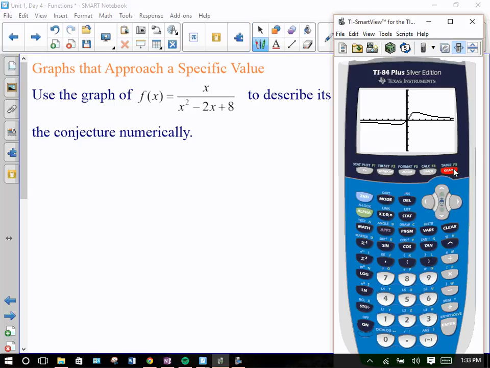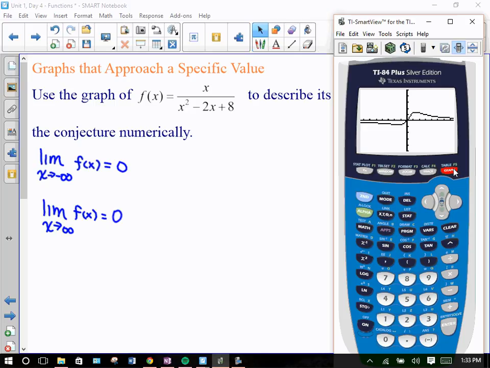So it looks as though the limit as x approaches negative infinity of f of x, so the y value, is getting close to 0. That's our estimate. What about on the right hand side as x approaches positive infinity? What does it look like it's going? 0. Okay, good.